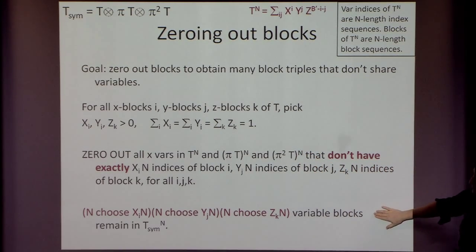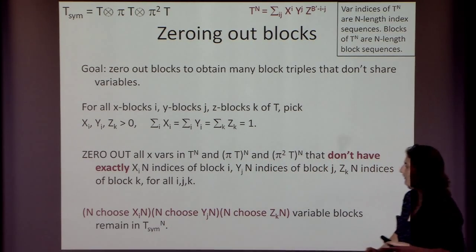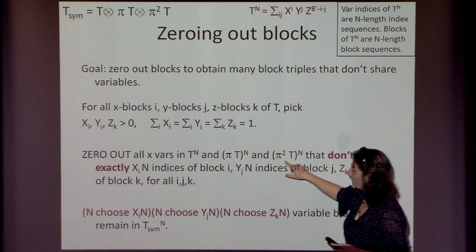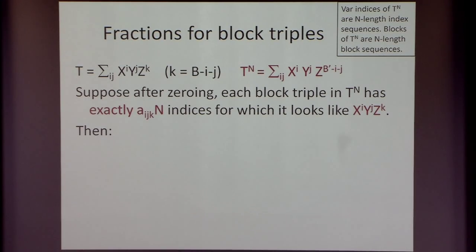Once I have picked these variables x, y, and z, I know exactly how many variable blocks remain at t sim to the nth power, because I do the same thing to t to the nth power, pi t to the nth power, and pi squared t to the nth. So now I have a handle on how many variable blocks remain, and my goal is to get all of the summands to have the same value. If I can do that, then I can argue about how many things remain once I zero out. Okay, so let's argue a little bit.